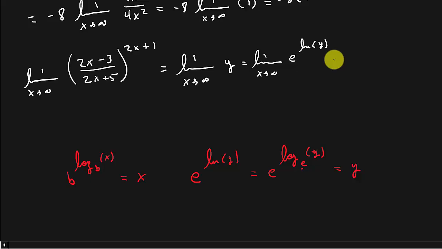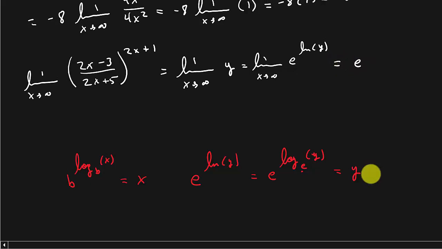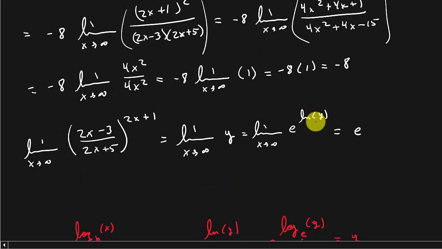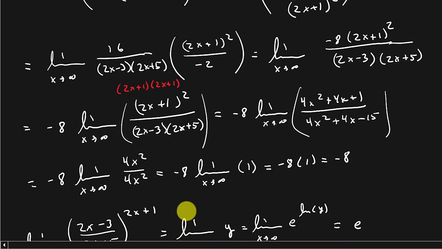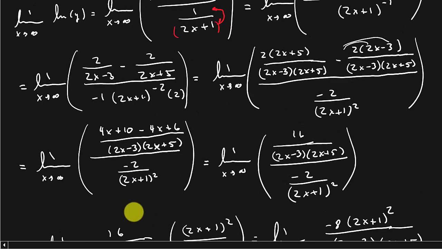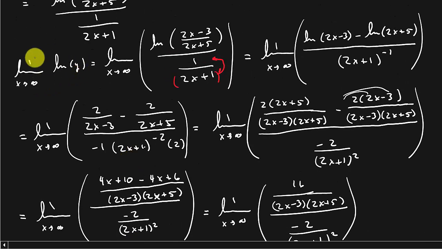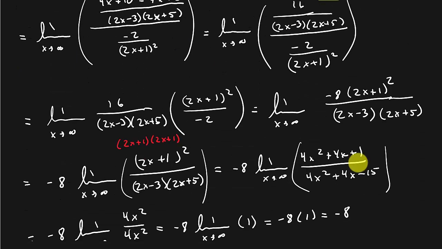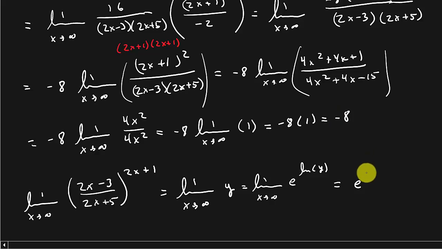And so then we know this is e raised to the what? Well, what's the limit of natural log y as x goes to infinity? Well, see, we calculated that right here. The limit of natural log y as x goes to infinity. And see all the work we did? And we ended up with negative 8. And that's your answer. All right, so that was a pretty good problem there.